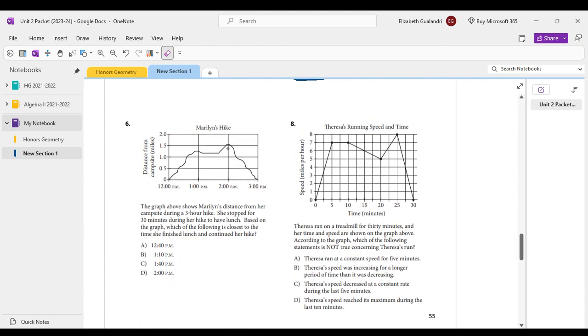Okay, number 6, we have a hike going on. So we have a hike that's happening here. It says that she's got her distance from the campsite during a 3-mile hike. She stopped for 30 minutes during her hike to have lunch. Based on the graph, which of the following is closest to the time she finished lunch and continued her hike?